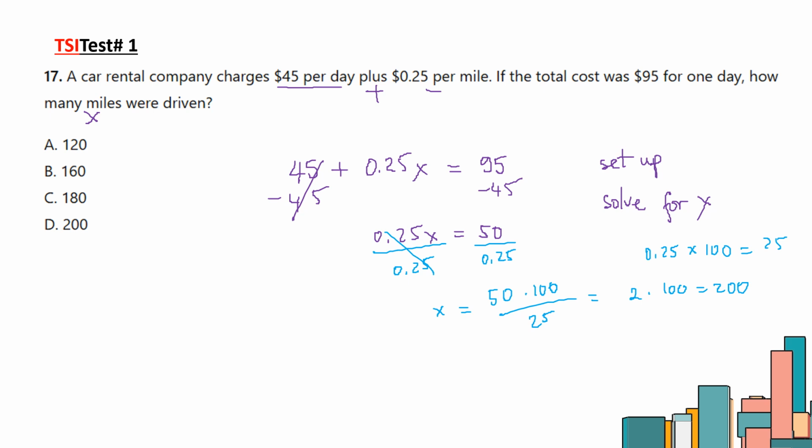You can also, knowing that 0.25 is a quarter, 1/4, take 50 divided by 1/4 by multiplying by 4/1, the reciprocal. And 50 times 4 is also 200. So it's not necessary to use the calculator, but if you're not really confident with your skills, just use the calculator given on the screen in your test. So 200, D, is the correct one.